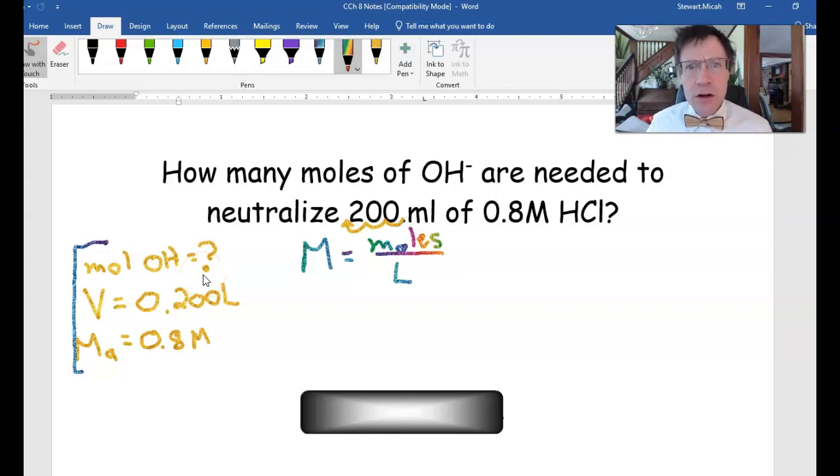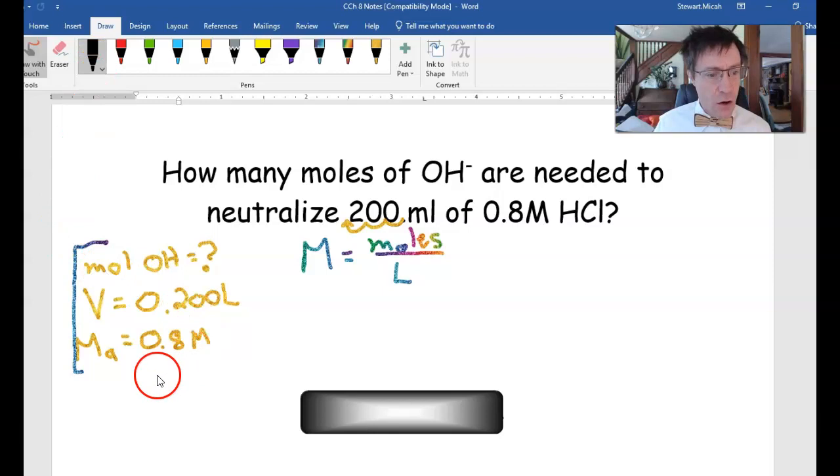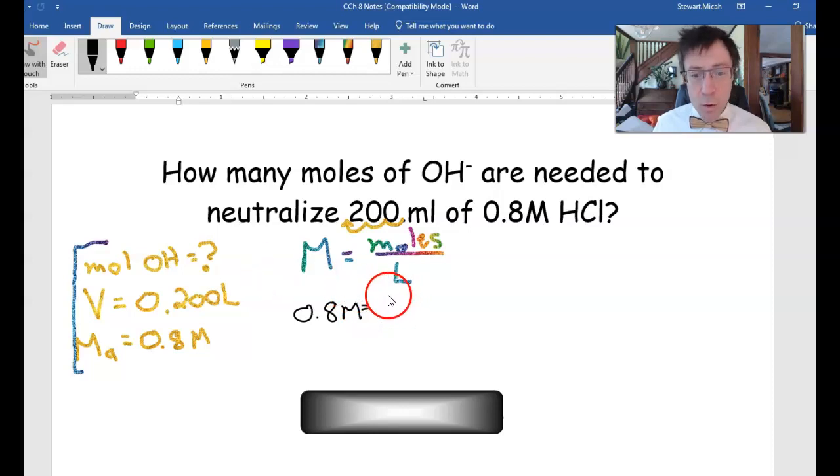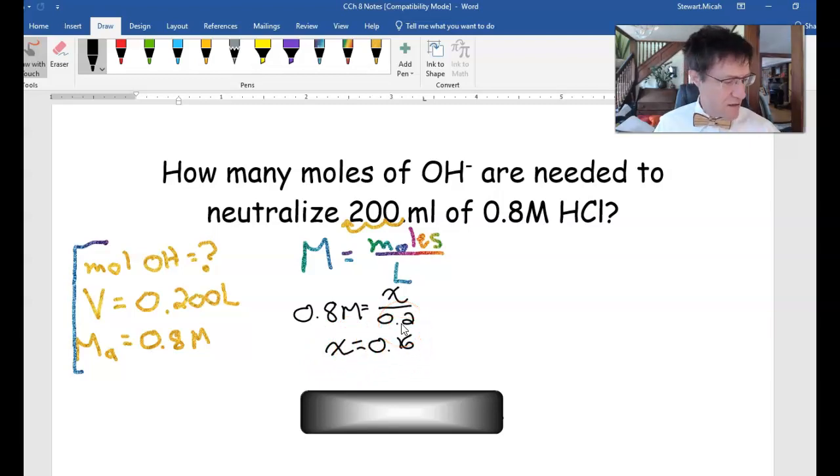So after we know our equation, it is going to be just a matter of plug and chug. So our molarity is 0.8 equals, well, the number of moles, that's going to be my unknown, but I'm going to figure it out in just a minute, and my volume is 0.2. So x equals 0.16. I don't know. Can you guys do math in your head? I don't know.